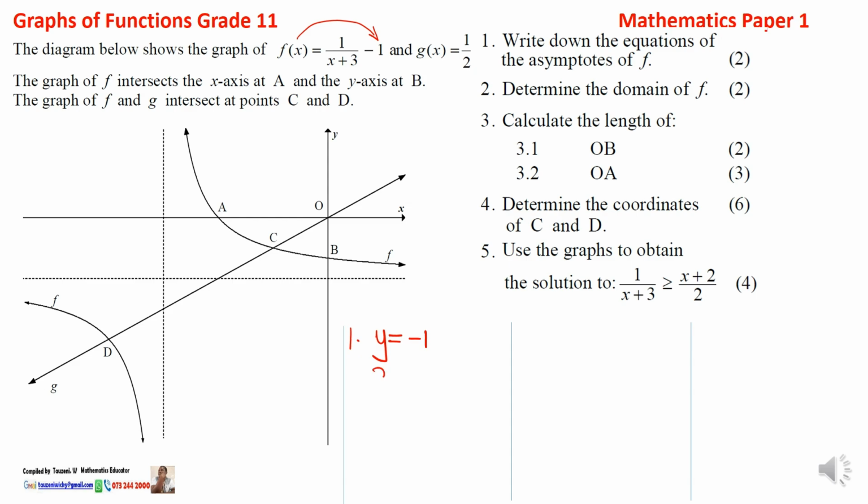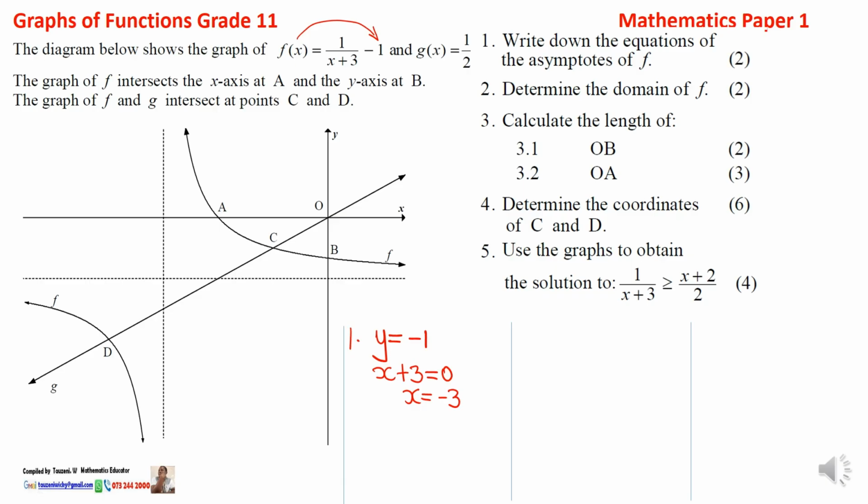The second asymptote, we equate the denominator to 0. So x plus 3 is equal to 0. This gives us x is equal to negative 3. These are the equations of the asymptotes of f.